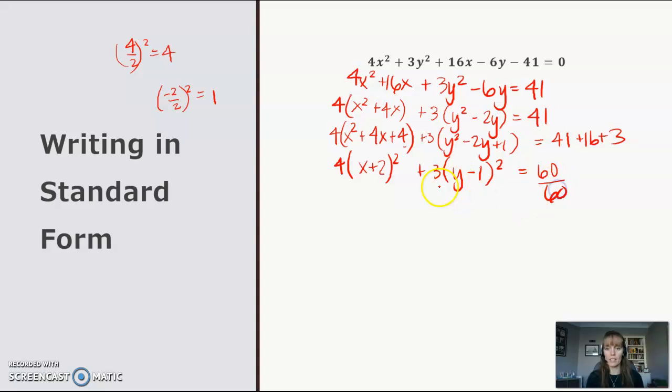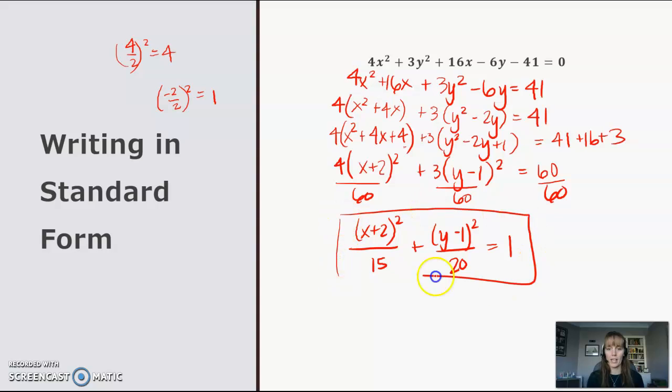I would finish writing this in standard form by making it equal to 1, so I divide everything by 60. That leaves me with (x plus 2) squared over 15, because 4 over 60 can be reduced, plus (y minus 1) squared over 20, because 3 over 60 can be reduced, is equal to 1. And that is the standard form of the equation, and like I said, we can identify this as an ellipse. Okay, and this would be a vertical ellipse since the larger number is underneath the y.